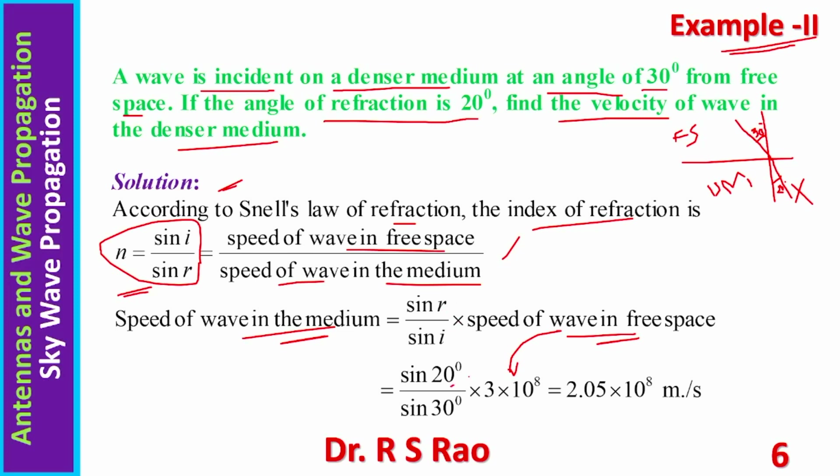Sin r is sin 20 degrees, sin i is sin 30 degrees. After simplification, ultimately we get speed of wave in the medium as 2.05 into 10 power 8 meters per second. This is the answer to the problem.